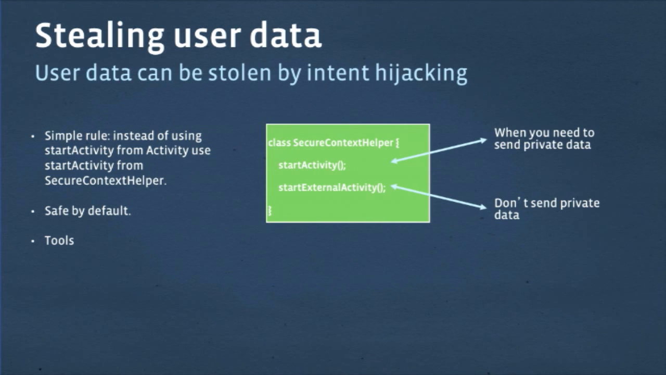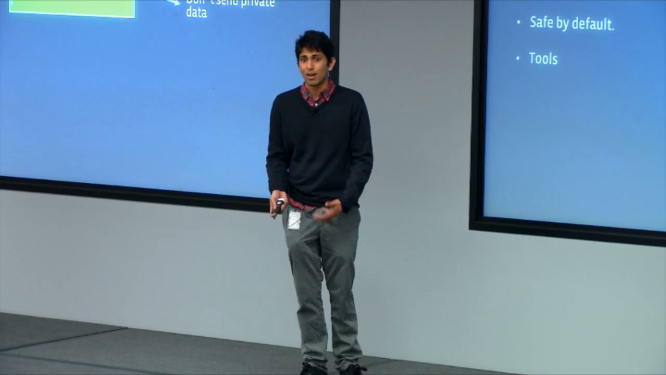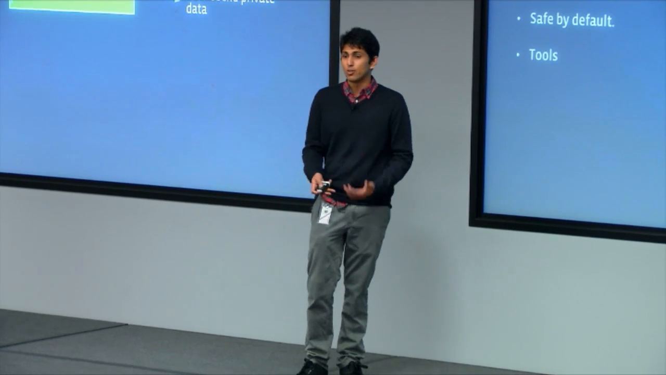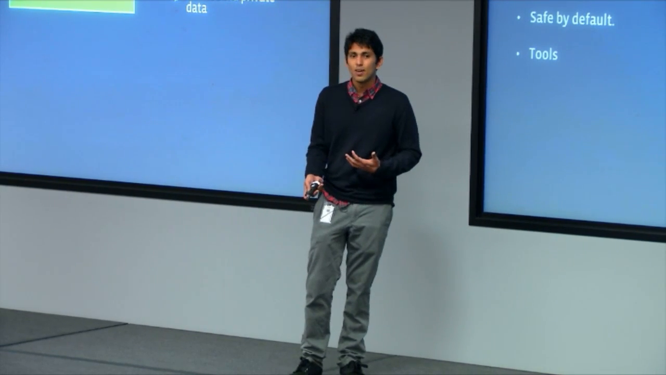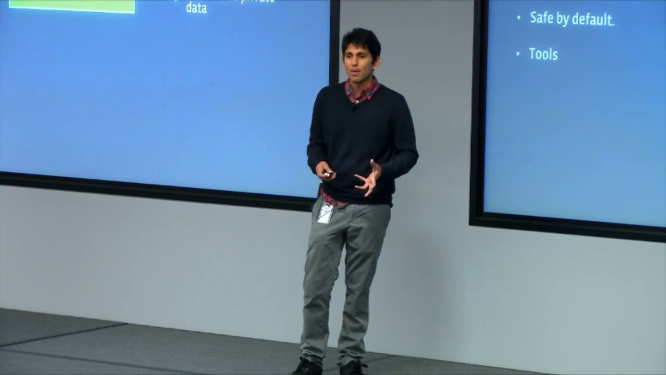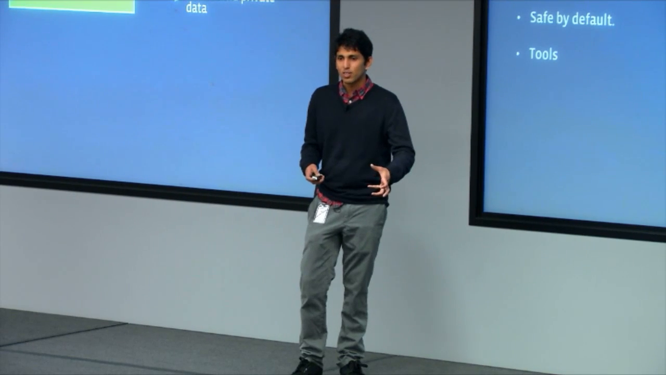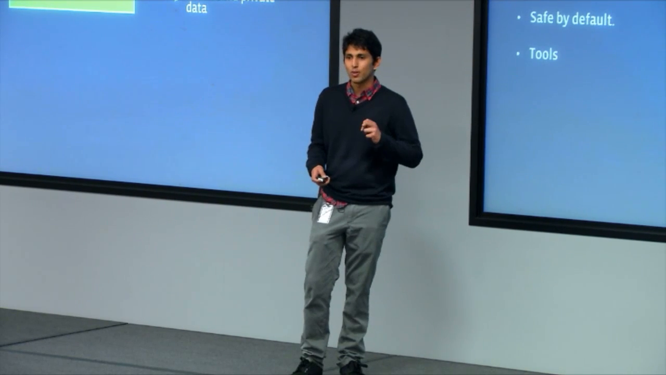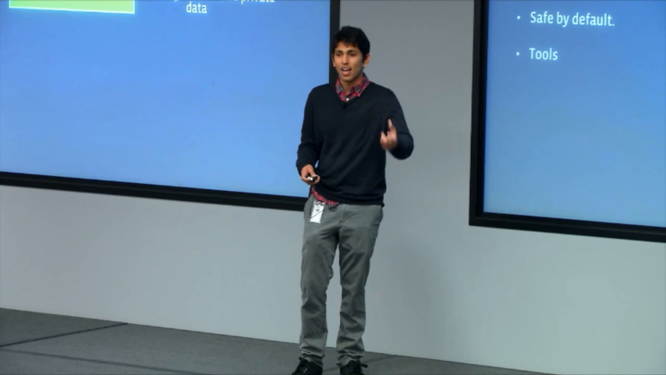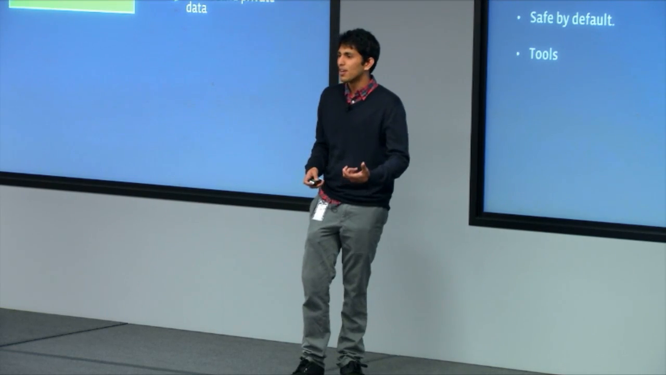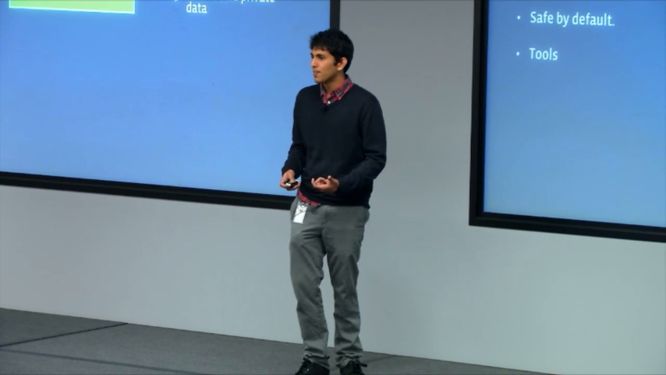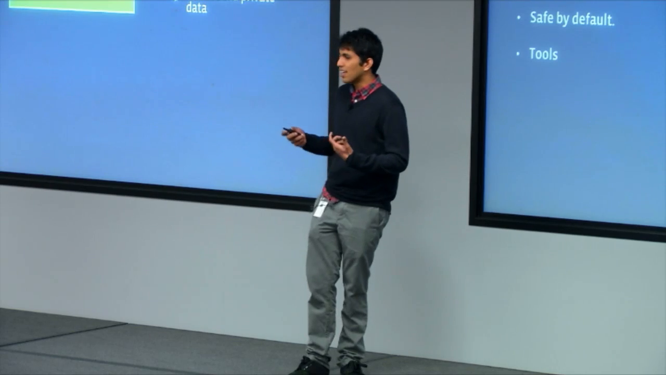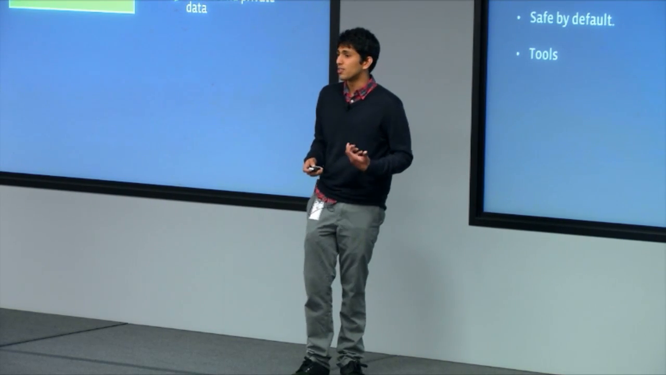Sometimes you actually need to communicate with external applications. So instead of using start activity, you call start external activity. But you can see how this shifts the paradigm: by default, you need to use the safe abstraction, but if you want to do something unsafe, like call an external app, you have to use start external activity. So this enables the development of tools around these abstractions.